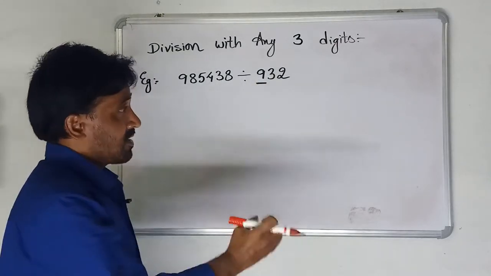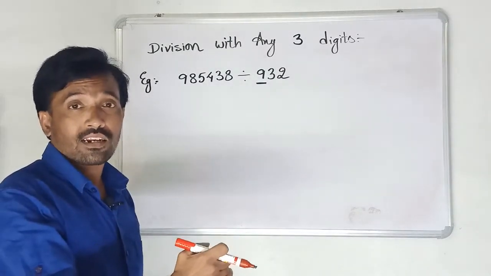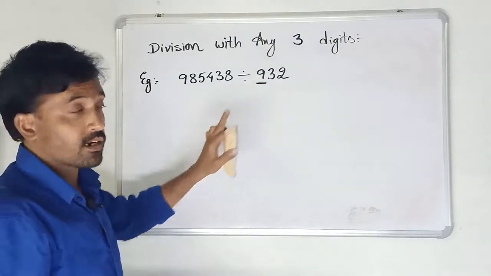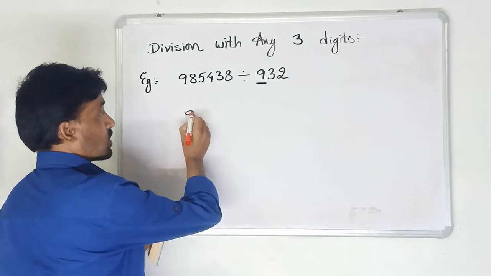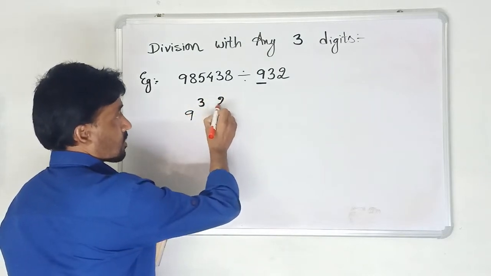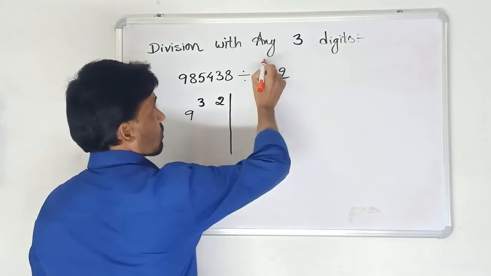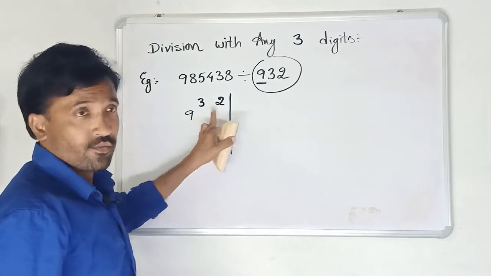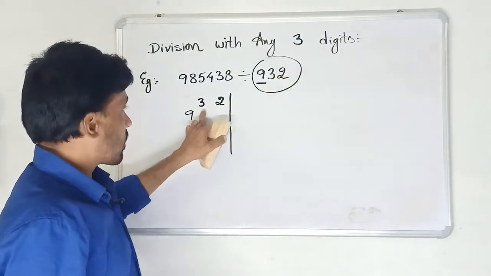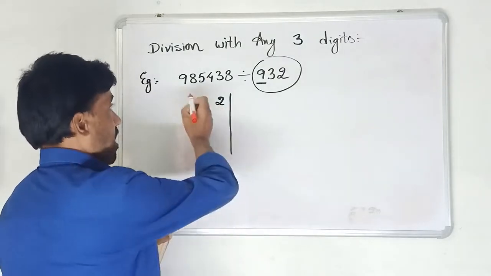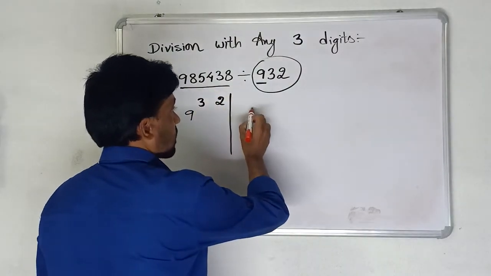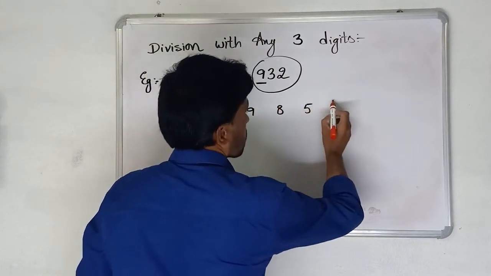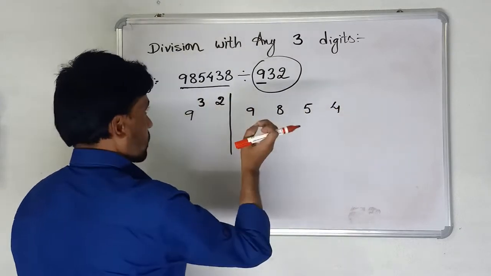Already we know that division is always calculated from left-hand side to right-hand side. The left-hand side digit here is 9. Already we know from the previous cases, the digit on the left-hand side in the divisor is taken as the divisor, and the remaining digits are taken as suffix. The dividend is written as individual digits with a separate common space.